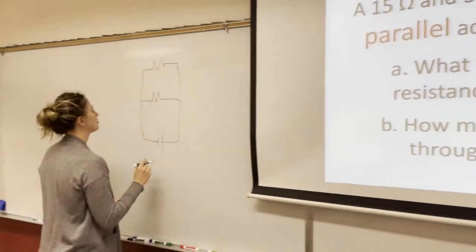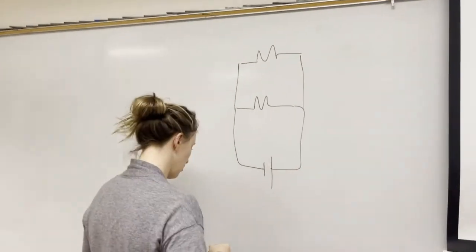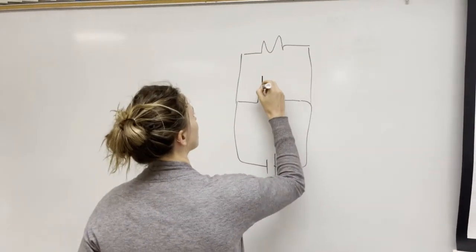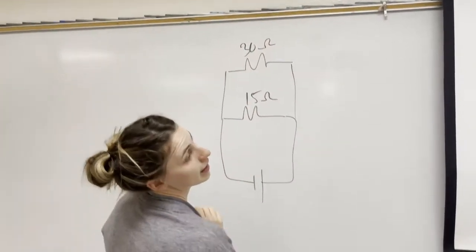Do you draw them like this, or do you draw circles? Okay. Yeah, I do. Okay, so we said we have a 15 ohm, and then a 30 ohm, and the battery has 3 volts.